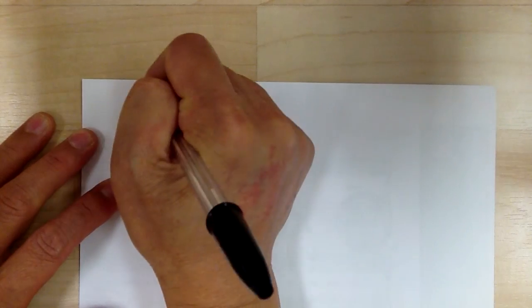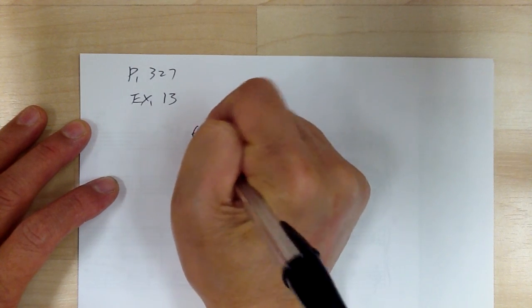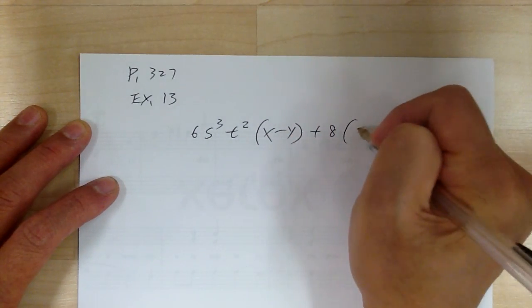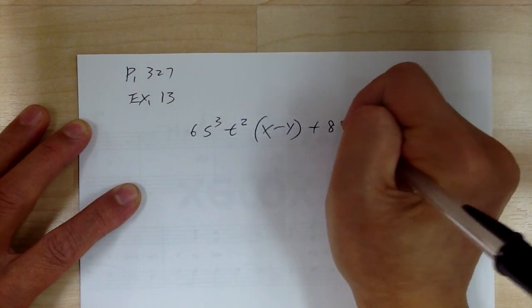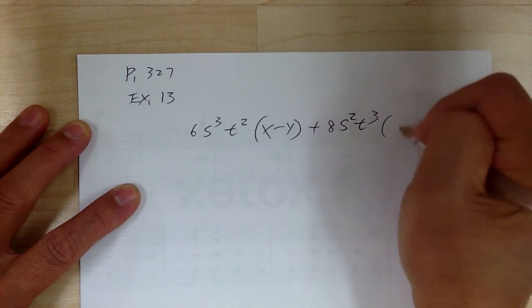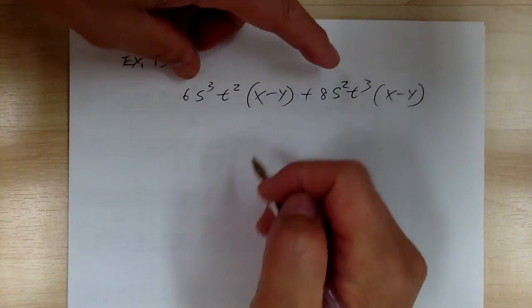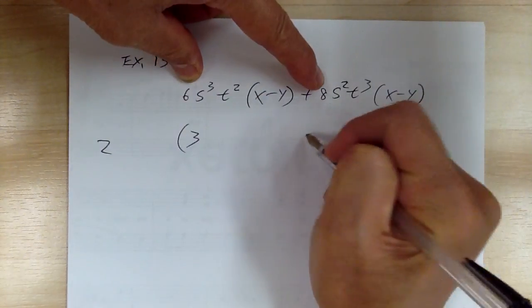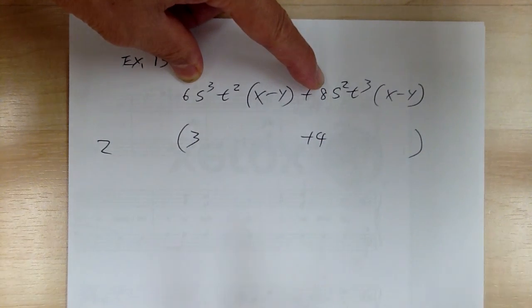Let's do this one again with a different sequence. On page 327, example 13, you've got 6s cubed t squared times (x minus y) plus 8s squared t cubed times (x minus y). First, you want to factor the number first. You've got 6 and 8, so you can factor out the 2. When you factor out the 2, you've got 3 and 4 left over. 2 times 3 gives you 6, 2 times 4 gives you 8. You want to write these things down as you go, so you don't lose track.